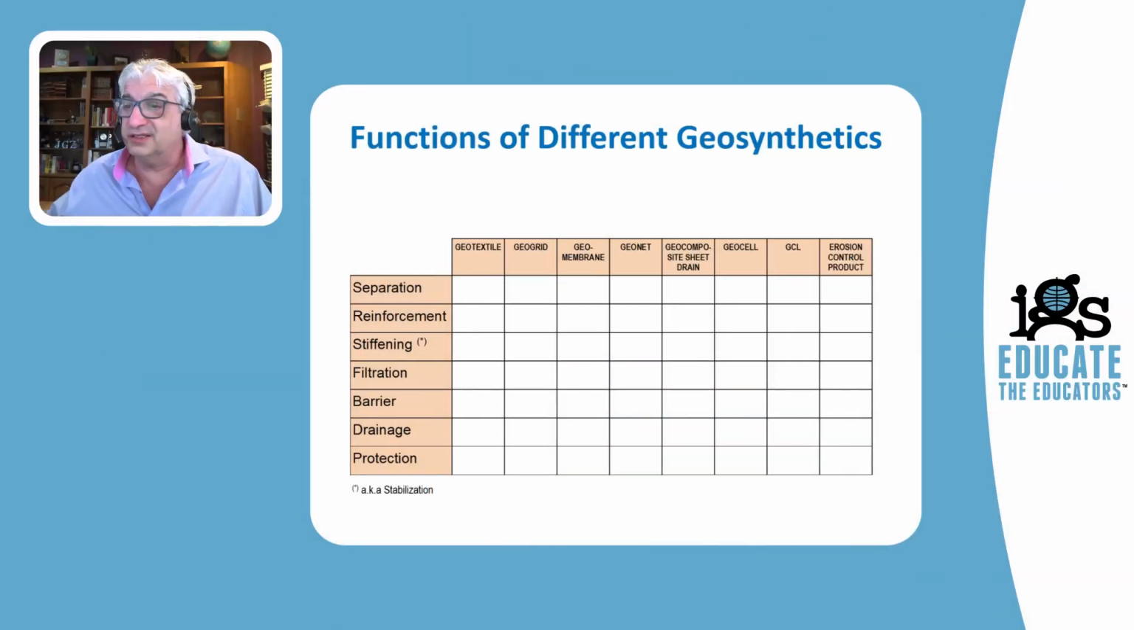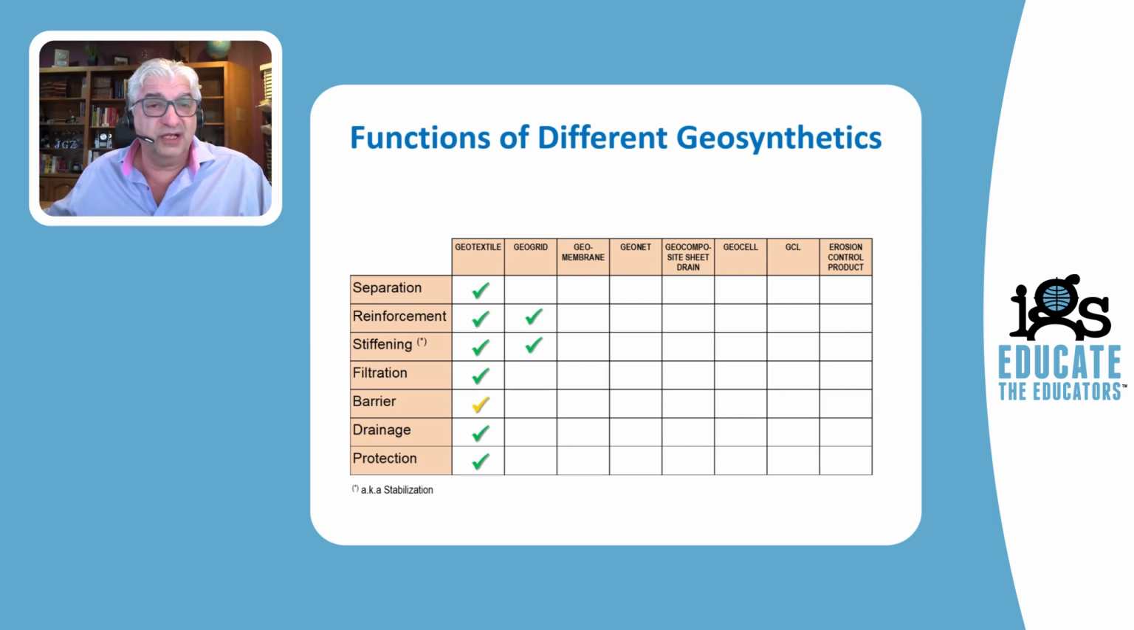Okay, so geotextiles, they can provide separation and they can provide reinforcement. Woven geotextiles can provide stiffening and can provide filtration. Barrier, this is a difficult one. I'm including it here, but in yellow because it's not trivial. Geotextiles are pervious geosynthetics, but when they are under unsaturated conditions, they can provide what is called a capillary barrier. But they can also provide some form of in-plane drainage and certainly protection.